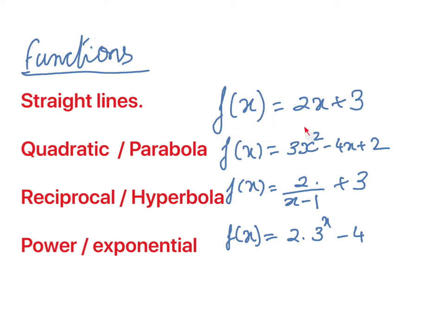So this is my function here, f of x is equal to 2x plus 3, which is a straight line. And this is a quadratic, which will give me a parabola. And this is a reciprocal function. When I draw the graph, I'll get a hyperbola. This is a power function because x is the exponent, and the graph that I get, I call an exponential graph.